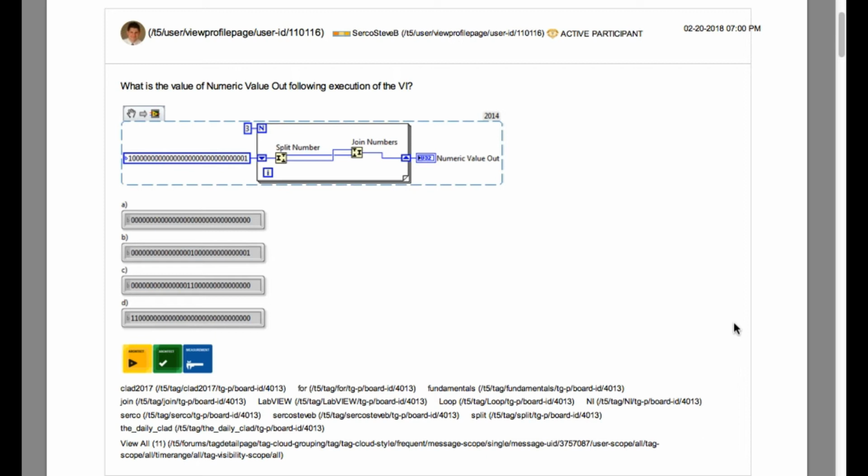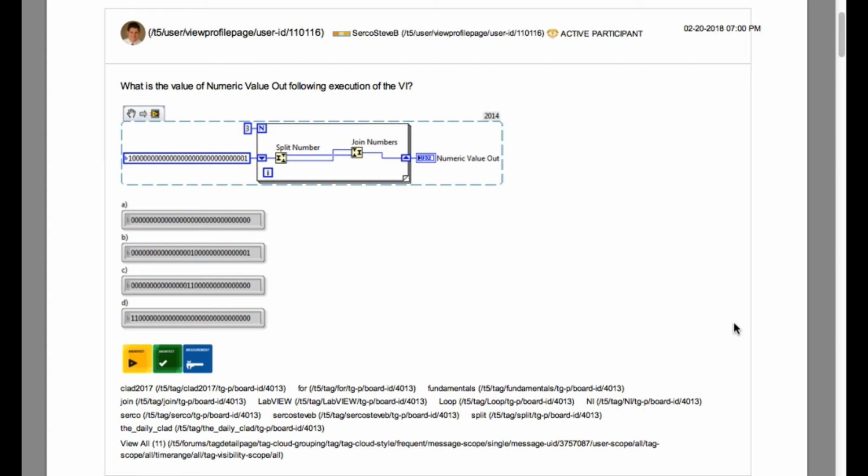As you can see, this code actually uses the split number followed by the join number. You need to be careful that the input to the join number is actually the interchanged output of the split number. And this for loop is running for 3 times.